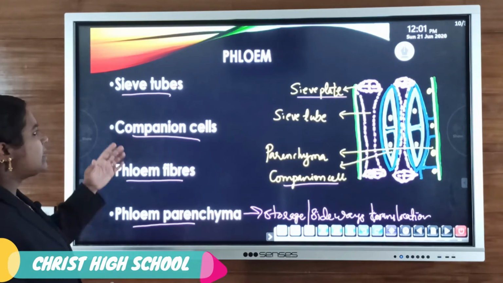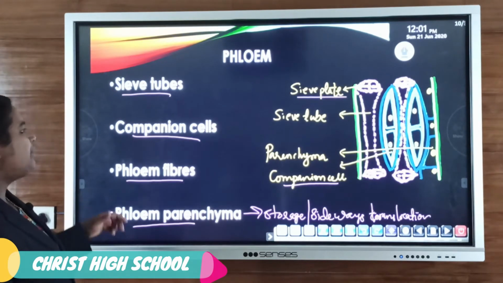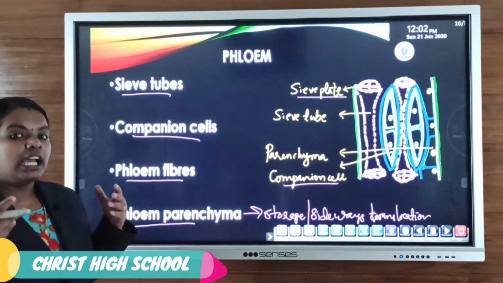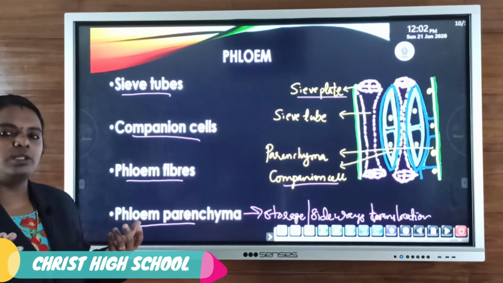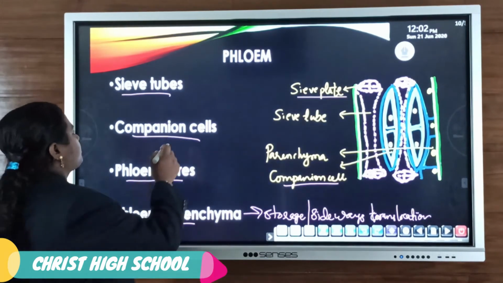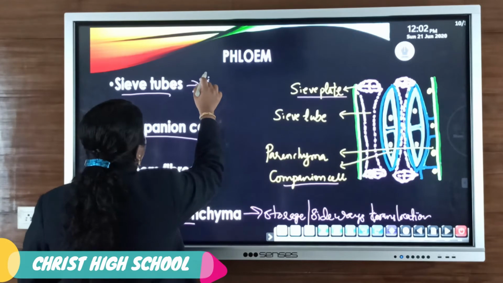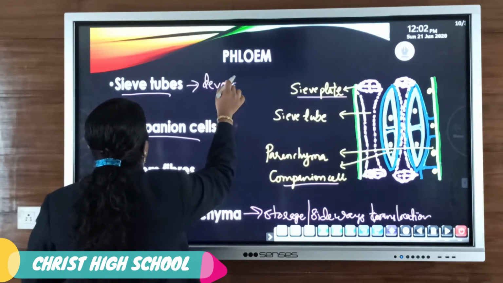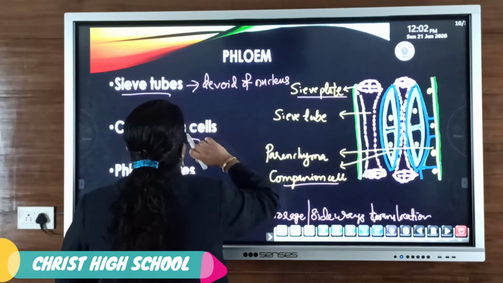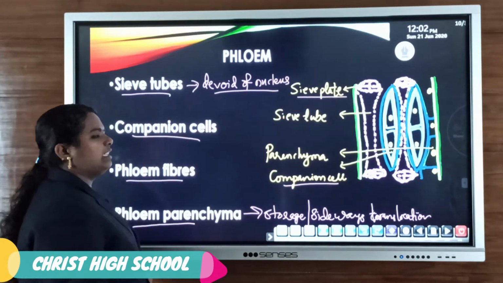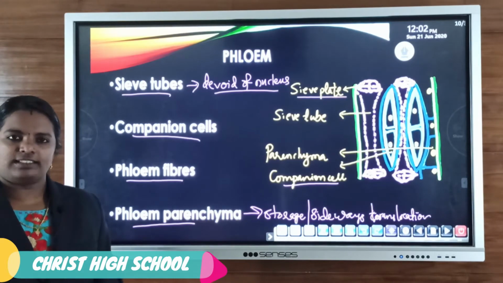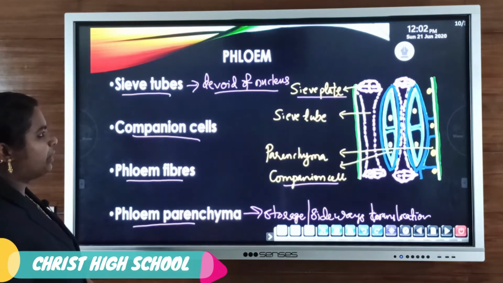Then first, sieve tubes. The sieve tubes as well as companion cells together help in the transportation or translocation of food in plants. The sieve tubes are devoid of nucleus. That means they do not have a nucleus.